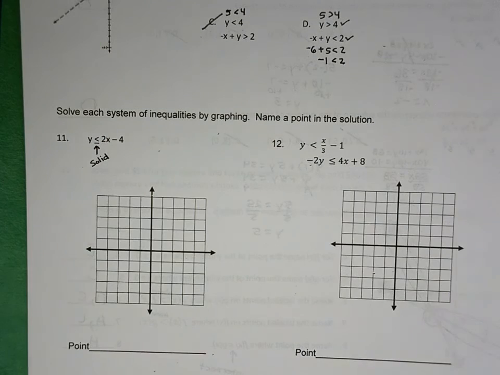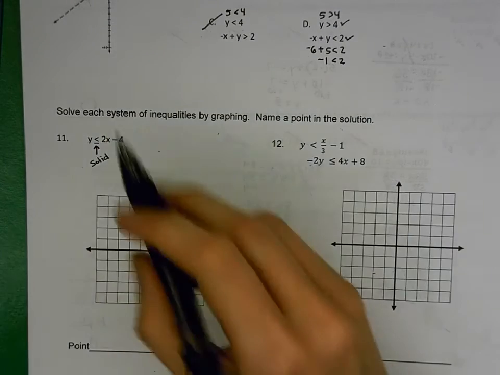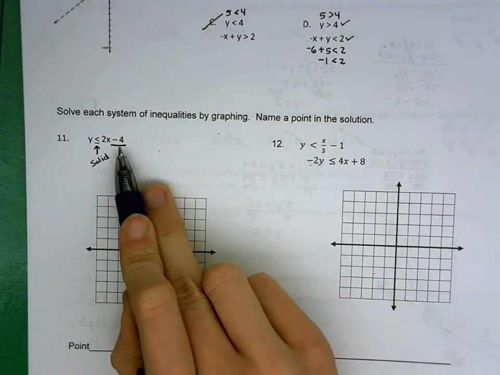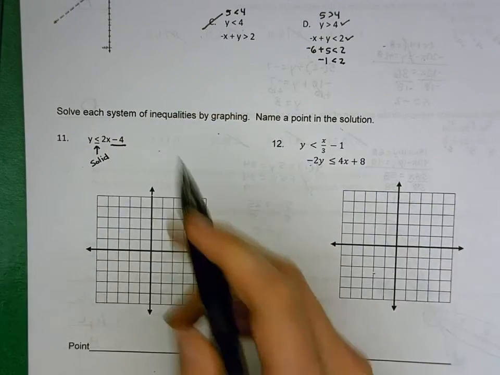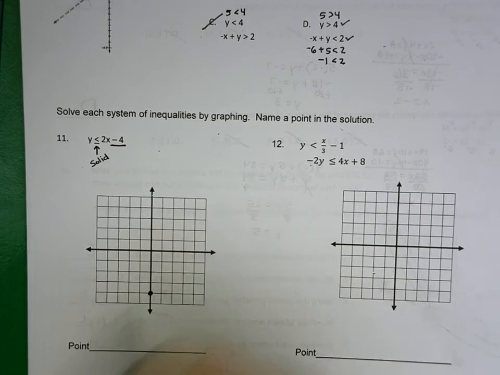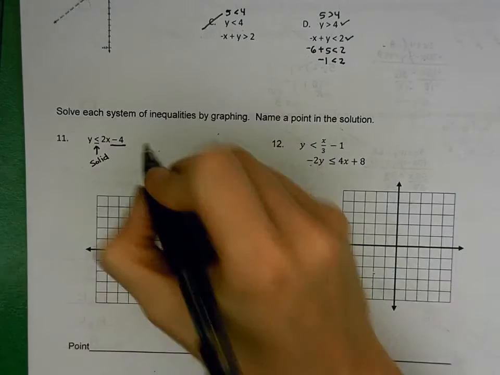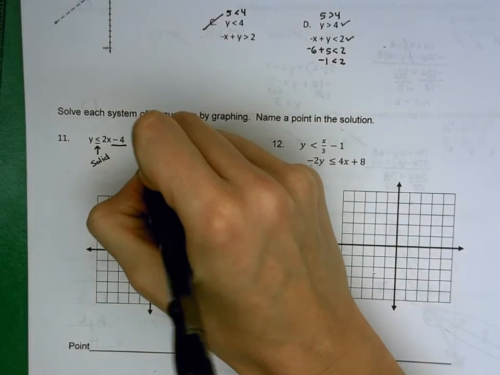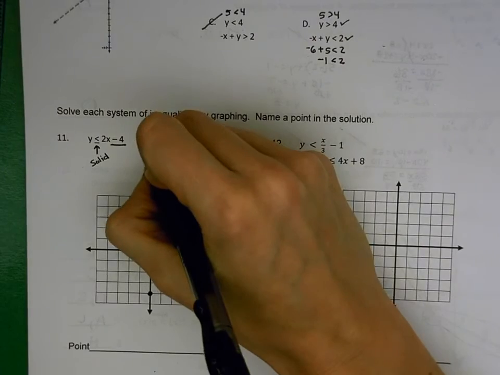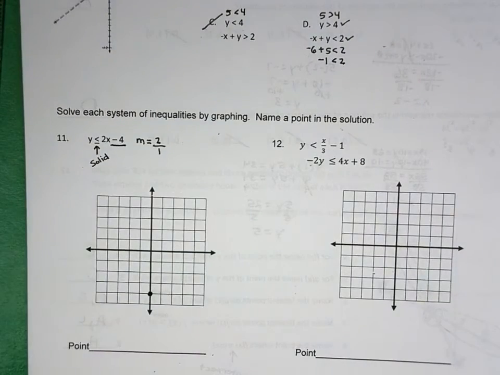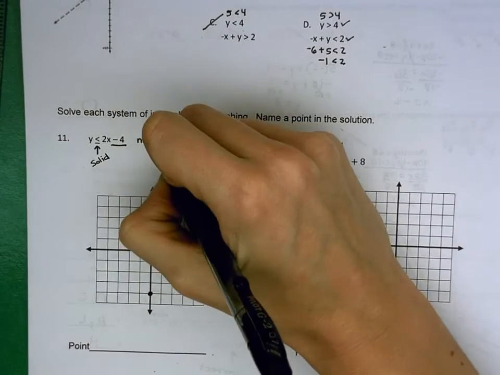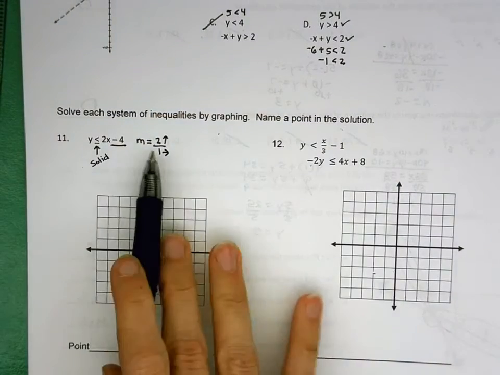Okay. Because it's a solid line, I'm good to go here. I'm going to go ahead and not worry about the dashes. B is negative 4, so I'm going to start down here, 1, 2, 3, 4, at negative 4. And my m in this case is 2. Since I have no denominator, I'm going to go ahead and add 1. And since m is positive 2, I'm going to be going up 2 and right 1. And again, connecting that with a solid line.